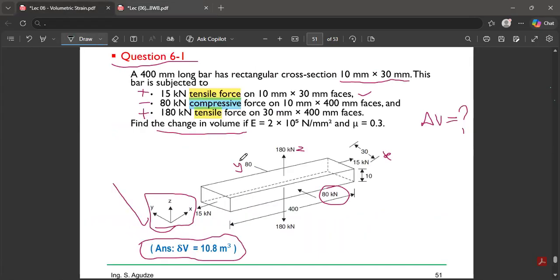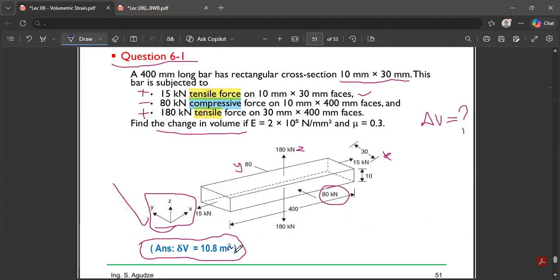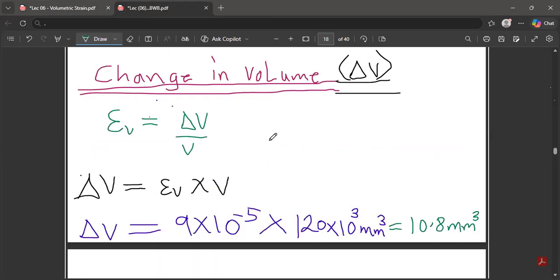Let's go and compare it to the standard one. You see that the standard one is the answer we are supposed to get, and that is the same thing we're having over here. Take note that this is supposed to be millimeter cube, as simple as ABC. So we had 10.8, and we are just supposed to get 10.8 millimeter cube.